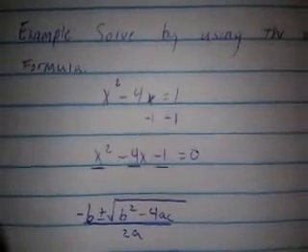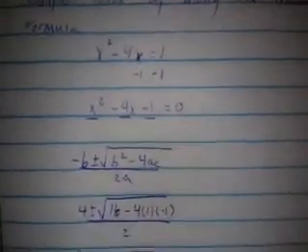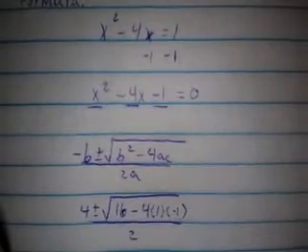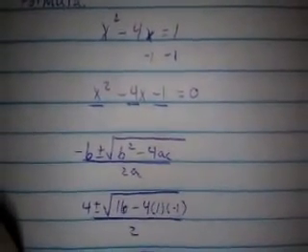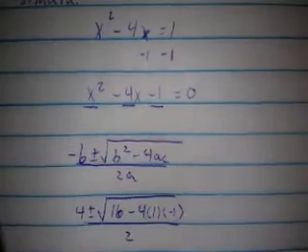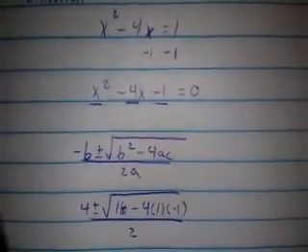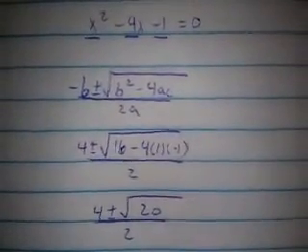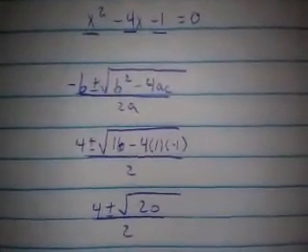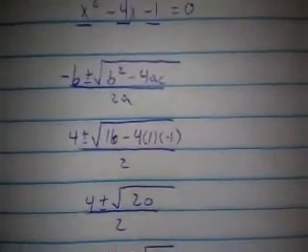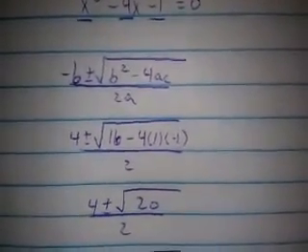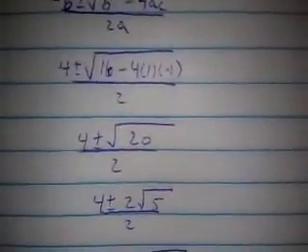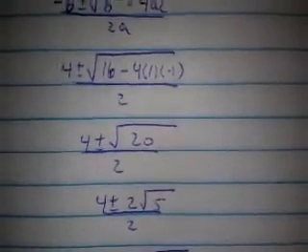Now you're going to want to find the numbers that will be placed for a, b, and c, and then you can go ahead and put them into the quadratic formula. We have x squared alone, meaning that it will be 1 for a, negative 4 for b, and then we have negative 1 for c. So we can place this all in, and we have 4 plus or minus the square root of negative 4 squared, which is 16, minus 4 times 1 times negative 1, over 2.